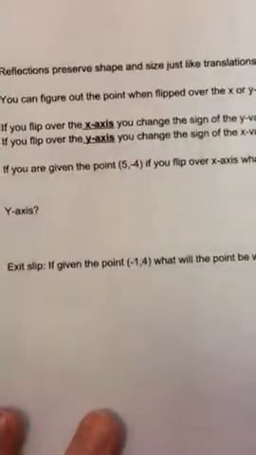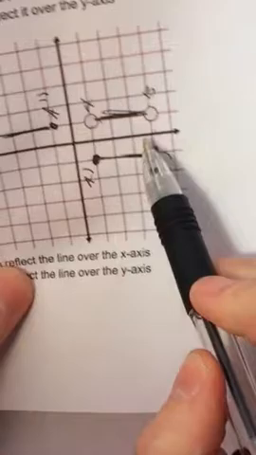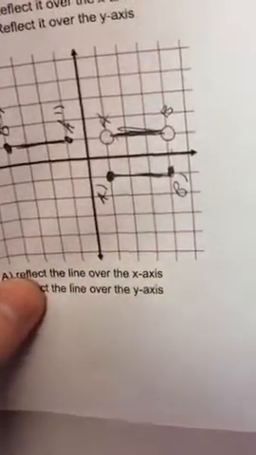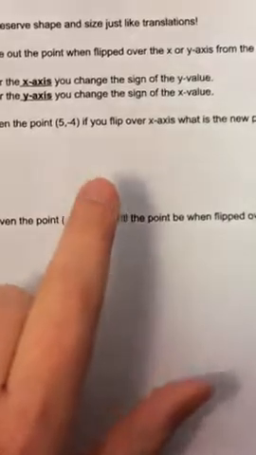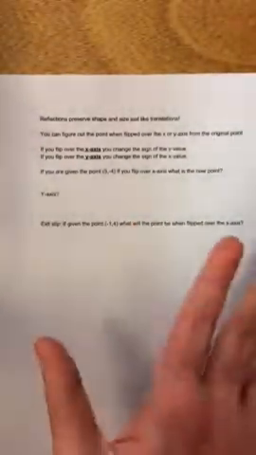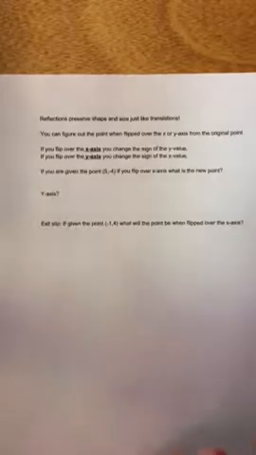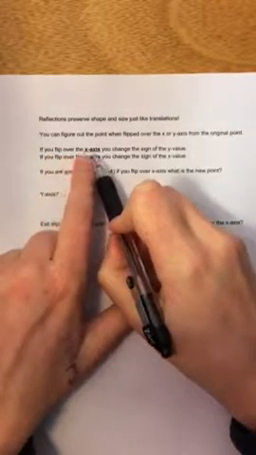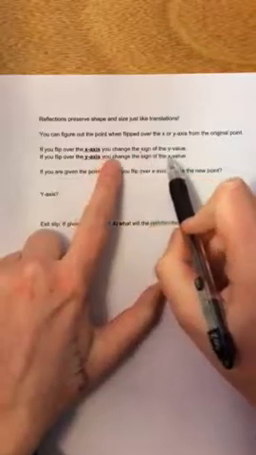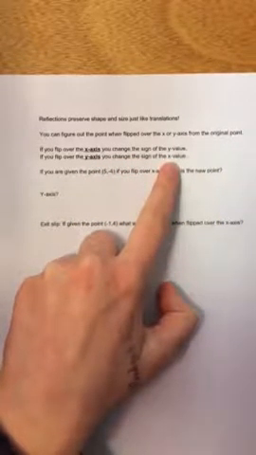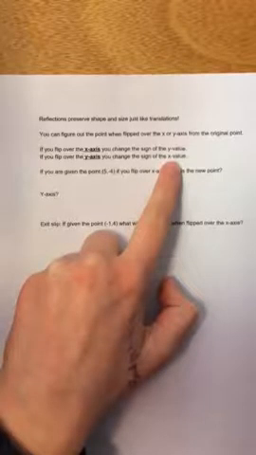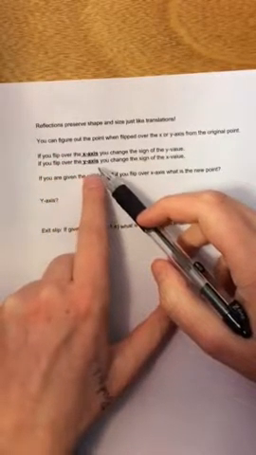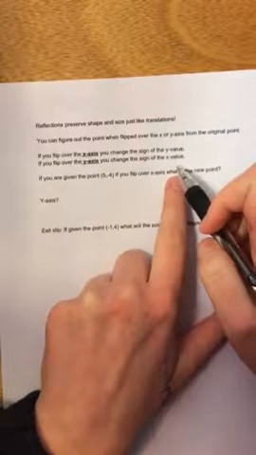Reflections preserve shape and size, just like we saw with the line. This line is literally just being moved over here or over there. It's the same size, same shape, nothing's changed. And just like with translations, if I give you a point, you can figure out the new point without doing much. If you are told to flip it over the x-axis, you just change the sign of the y value. If it was a +5, it becomes a -5. If it was a -4, it becomes a +4. Flip the sign. If you flip it over the y-axis, you change the sign of the x value, and you don't change the sign of the other one.